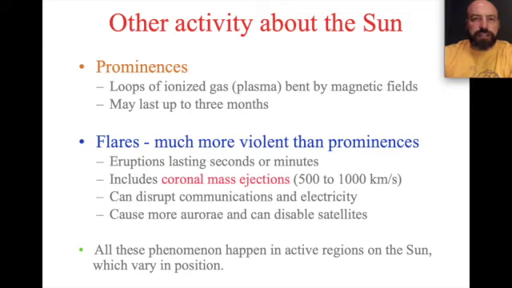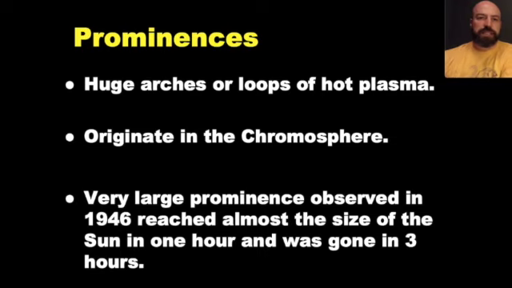Want to talk about the other activity on the outer edges of the sun. We had talked about the corona and the chromosphere and the photosphere in the last video. So we're going to talk about prominences, which are large loops of ionized gas, and then flares, which are very, very violent. There's a video that you should have seen that talked about coronal mass ejections, and that was caused by a flare. So prominences, like I said, they're big loops of hot plasma.